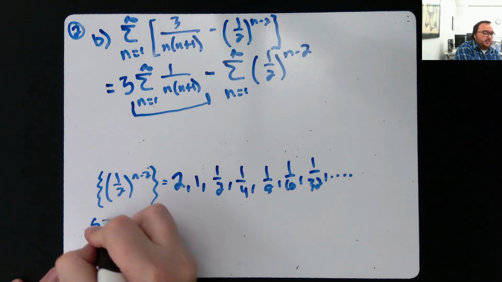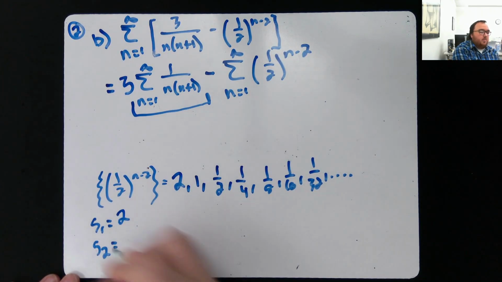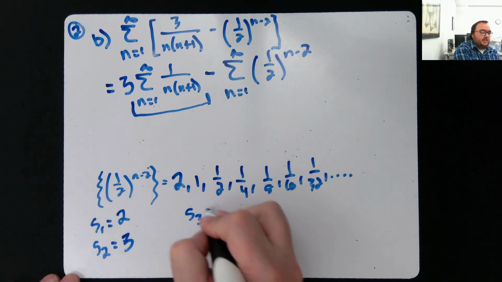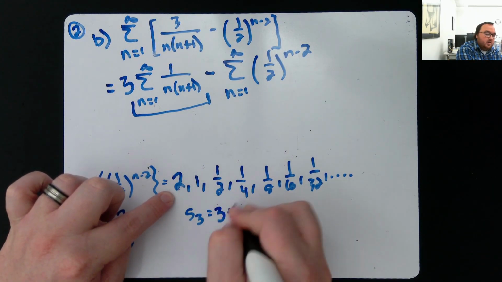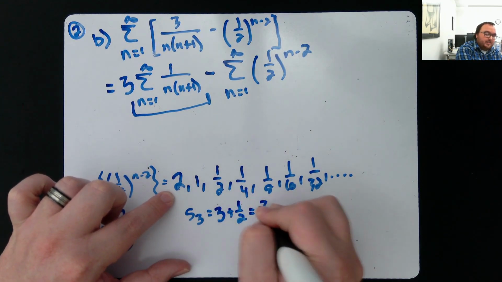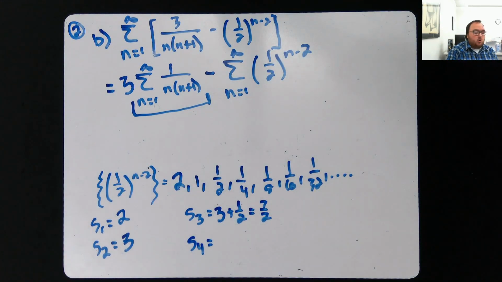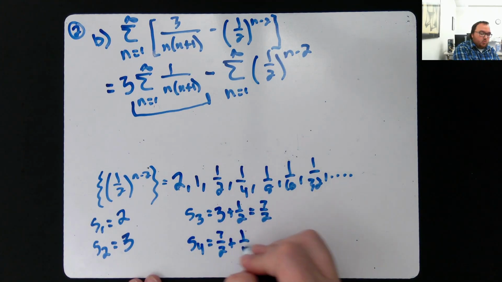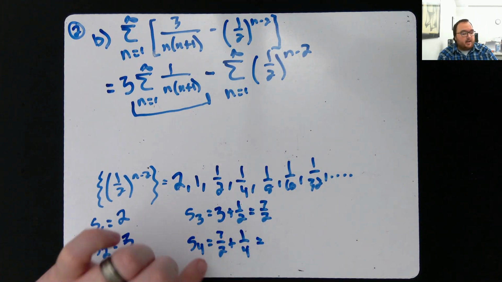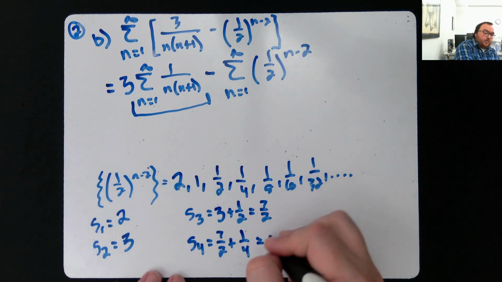So S1 is the sum of my first term, which is 2. S2 is the sum of my first two terms. 2 plus 1 is 3. S3 is the sum of my first three terms. I know my first two terms add up to be 3, plus 1/2 is 7/2. S4 is the sum of my first four terms. I know my first three terms add up to 7/2, plus my fourth term, which is 1/4. Times this by 2, which would give us 14. 14 plus 1 is 15.